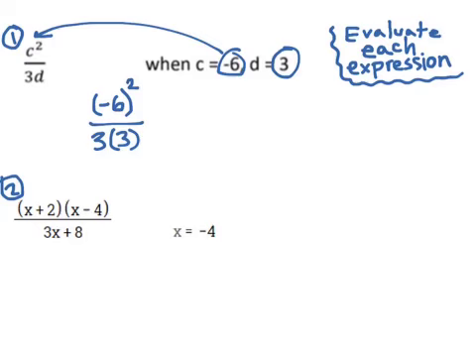So from here we can use PEMDAS, or the order of operations, in order to solve. Parentheses are already taken care of. Those are simplified as they can be. Now we can take care of exponents. We do have one exponent, so we know that -6 squared is the same thing as -6 times -6, which gives us positive 36. This is divided by 3 times 3.